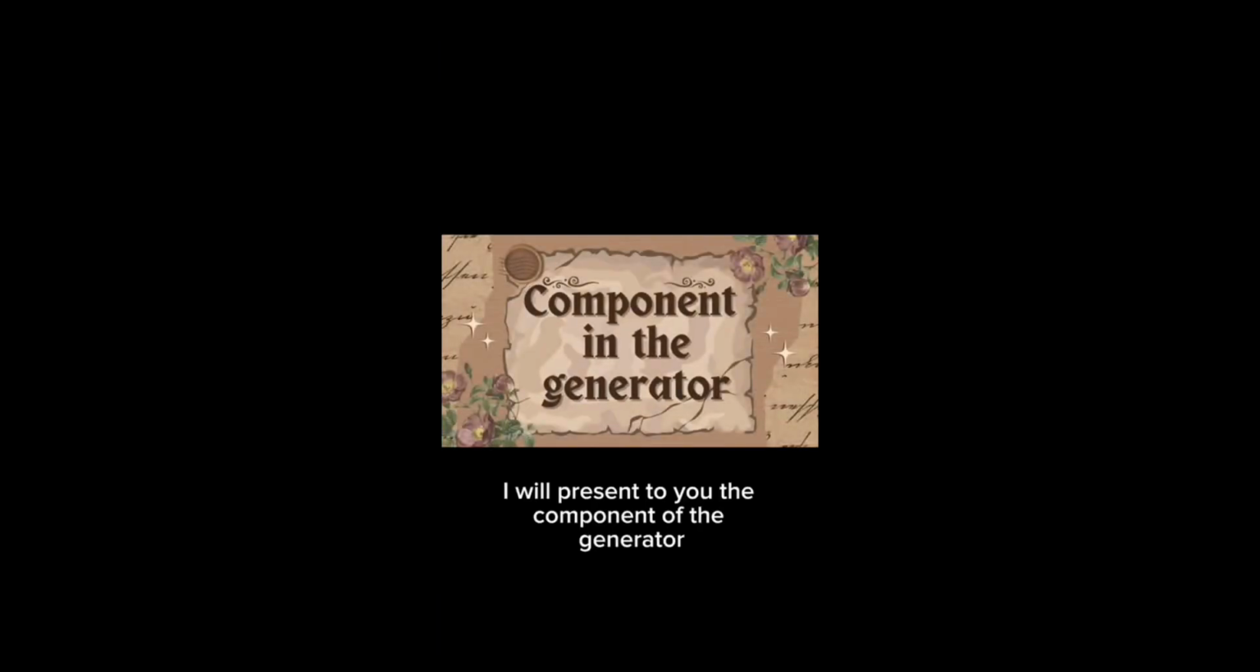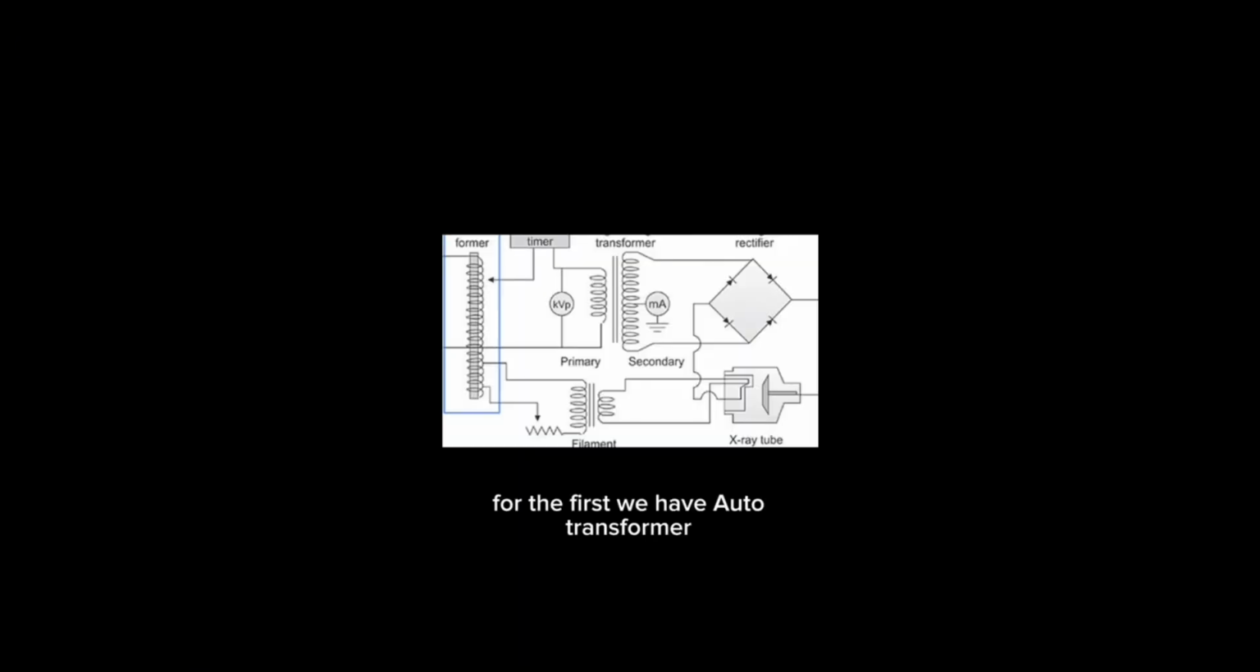Okay, next I will present to you the components of the generator. For the first, we have the auto transformer. The auto transformer allows for fine adjustment of the input voltage before it is stepped up by the high voltage transformer, and it helps the operator select the kilovoltage for imaging. Next is the high voltage transformer. The high voltage transformer is used to step up the voltage from the power supply to the high voltage required for X-ray production.